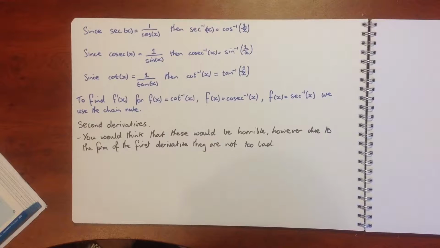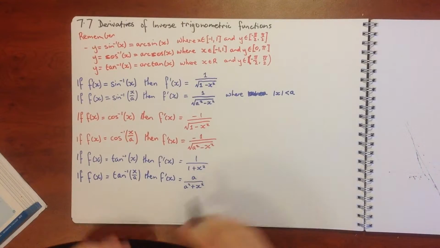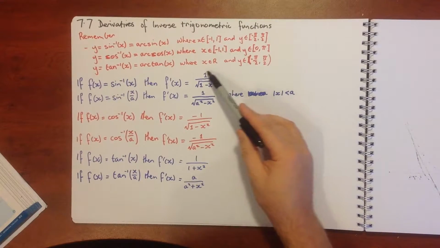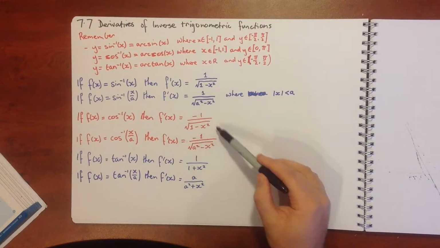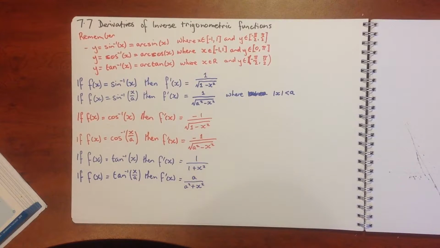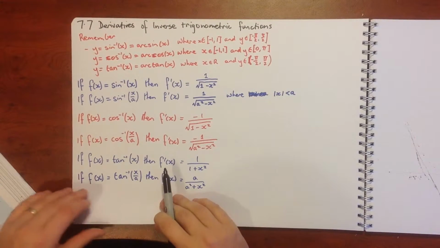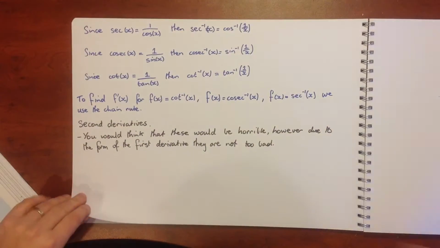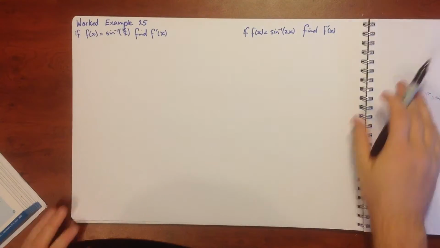And lastly, our second derivatives. You'd think that these might be horrible, however, due to the form of the first derivative, they're actually not too bad. So if we flip back for a second, remember our second derivatives are going to be the derivatives of these things, which aren't horrible. These are all pretty good to take the derivative of. So we'll keep moving on, and we'll get stuck into our work examples.